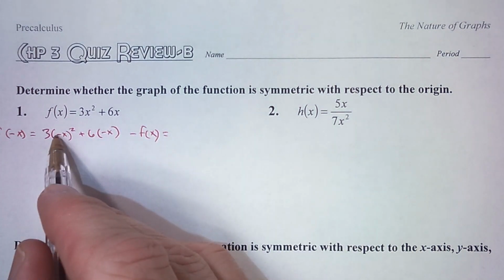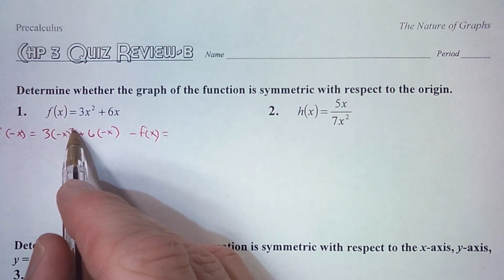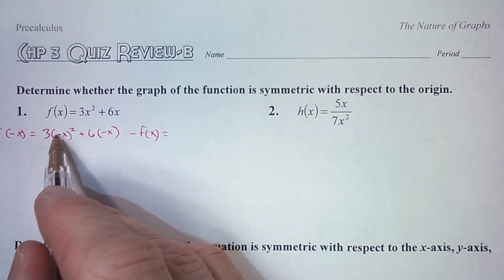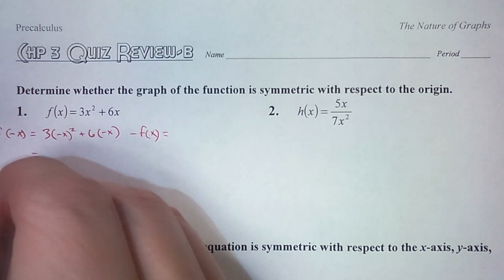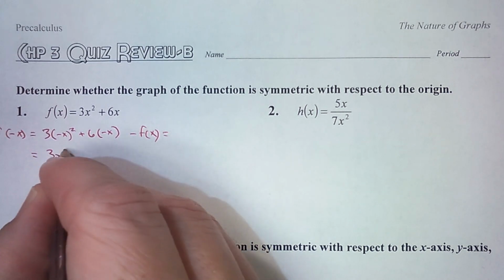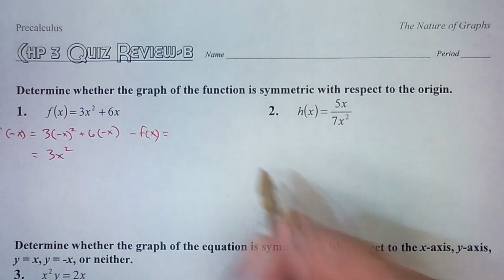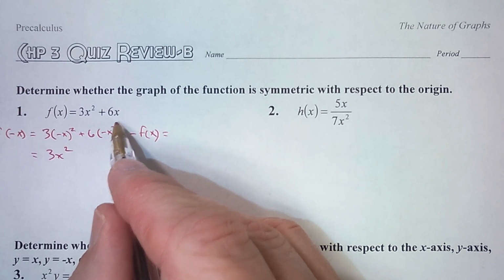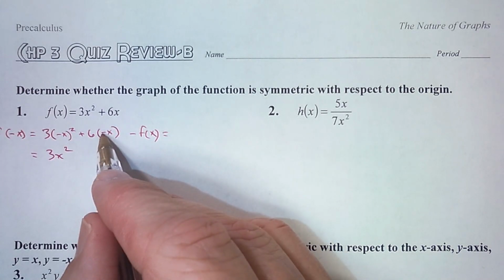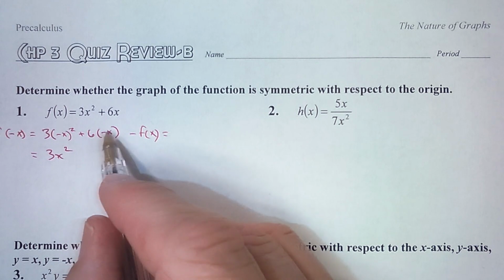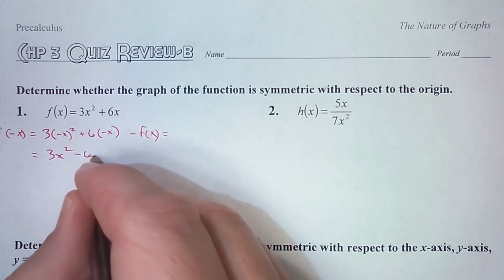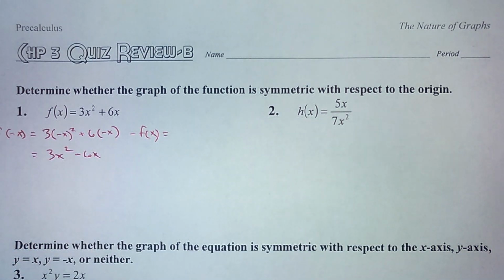Okay, so negative x squared. Anytime I have an even power, that will eliminate that negative. So that is the same as 3 times positive x squared. Here's a first power, so that is an odd power. That does not get rid of the negative. So I've got 6 times negative x, which is negative 6x.